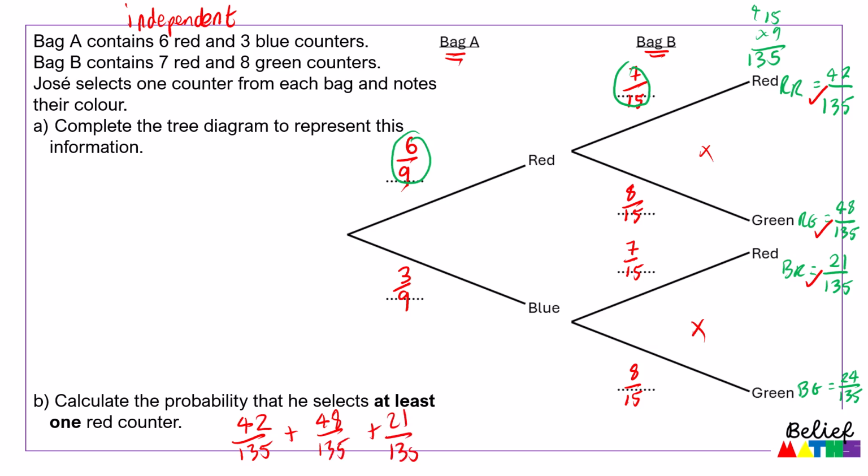And by not simplifying these, we can then just add all of our numerators together. And that gives us an answer of 111 over 135. Where if we'd simplified those, we would have had to have unsimplified to then get back to that. Again, that green on the end is really, really helpful because we get some of the marks without even figuring out that at least one red counter.